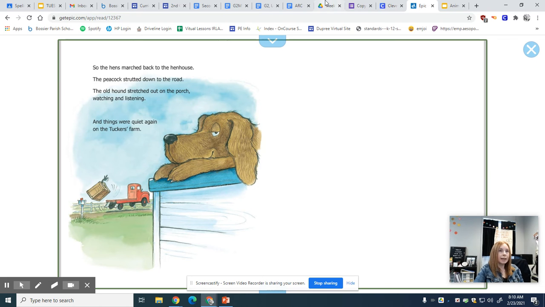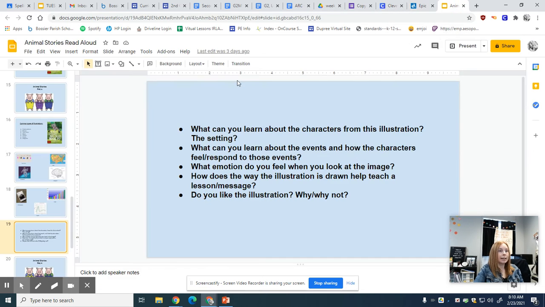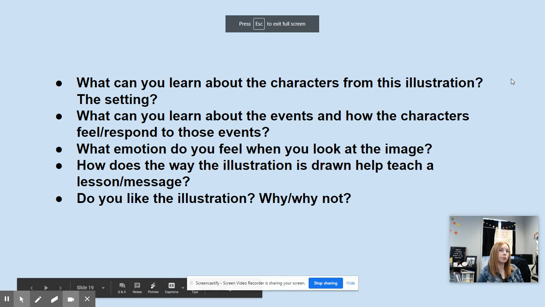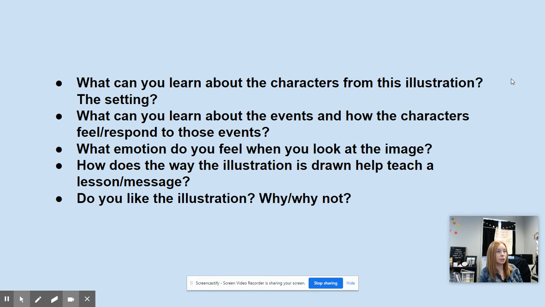So just based off those things, when we look back at what it's asking, it says, what can you learn about the characters from the illustrations and the setting, right? We can learn how they're feeling, their emotions to different things. We can learn about what they feel like their job is to do, where they stay. We learned a lot about their emotions, though.